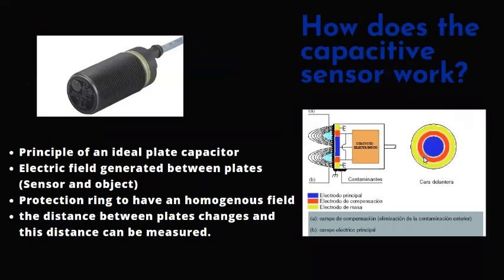The functioning of a capacitive sensor uses the principle of an ideal plate capacitor. As we know, a capacitor consists of two plates. One is the surface of the sensor, and the other plate is the object that we would like to sense, which lies across from it. An electrical field is generated between the plates, in this case the object and the sensor, and a kind of protection ring around the device structure ensures that the electrical field is as homogeneous as possible. If an object enters the field, the distance between the plates changes, and this distance can be measured.